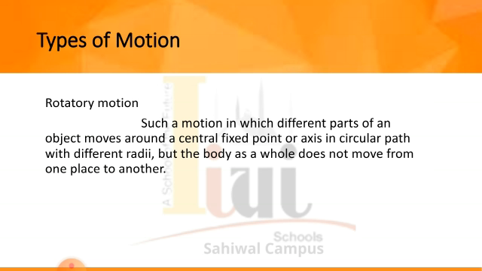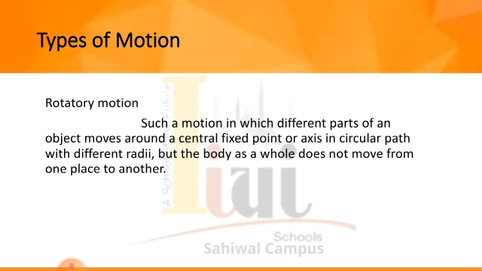On page number 126, in the second half of the page, you have the definition of rotatory or circular motion. You have to mark: such a motion in which different parts of an object move around a central fixed point or axis in a circular path with different radii, but the body as a whole does not move from one place to another, is called rotatory or circular motion. So you have to mark these lines which I have said.